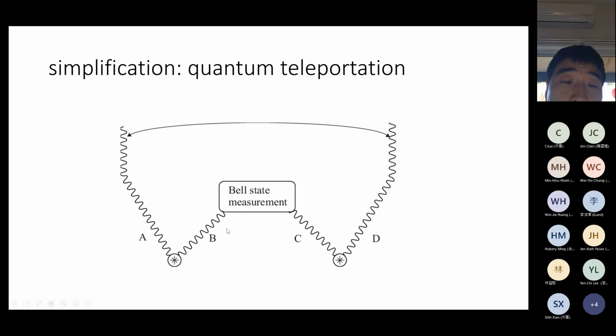Suppose A and B share a maximally entangled state, and C and D share a maximally entangled state, and B and C are together. Then B and C can perform a quantum measurement, a Bell measurement, to generate a maximally entangled state between A and D. This is quantum teleportation, or you can call it a quantum repeater.